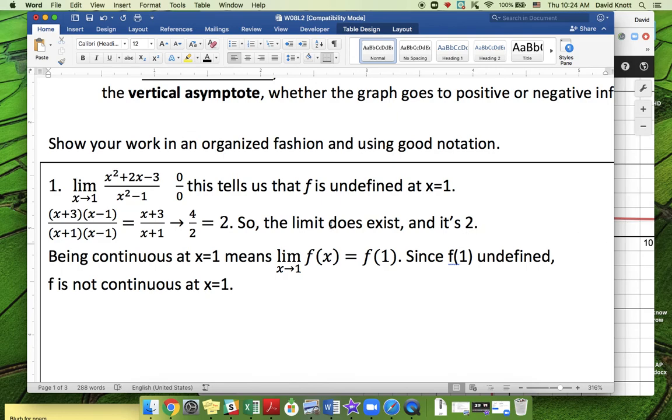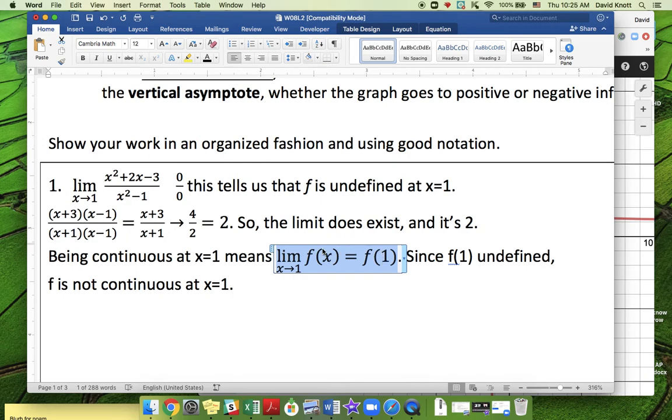So a lot of people said that this function was continuous, I think because they saw that the limit existed and they thought, oh, if the limit exists, that means it's continuous. No. Remember that being continuous at x equals 1 means that this equation is true. And for this equation to be true, a bunch of stuff has to happen. The limit has to exist, which it does. And the value of the function also has to exist, which it does not. The function is not defined at 1.